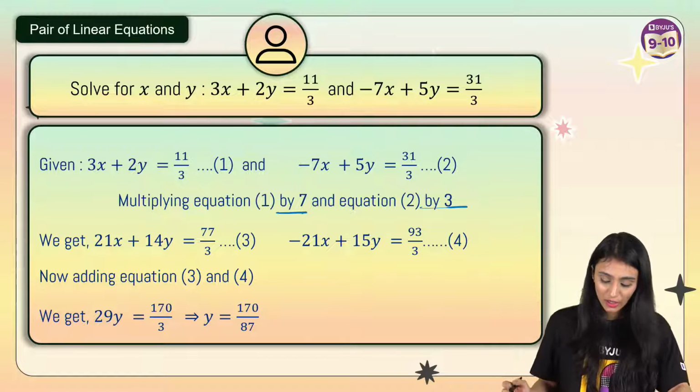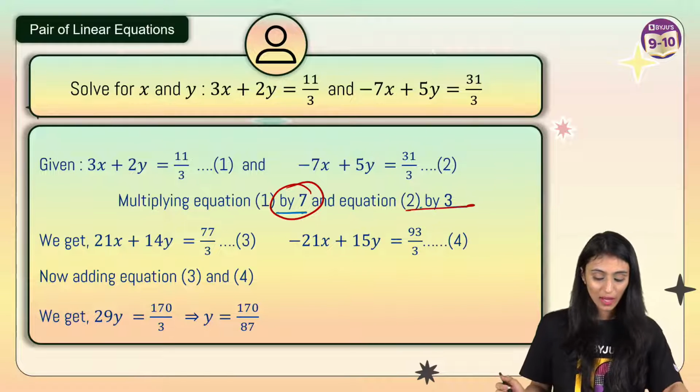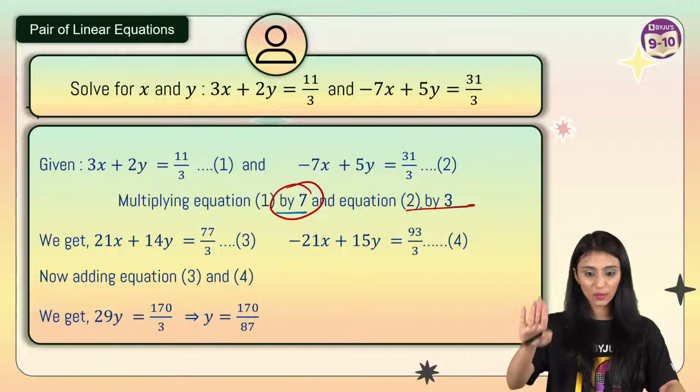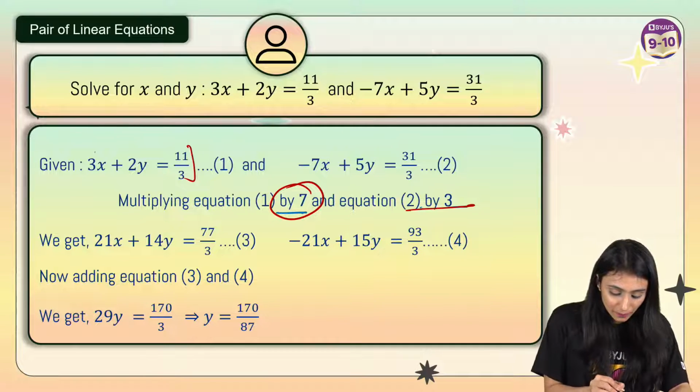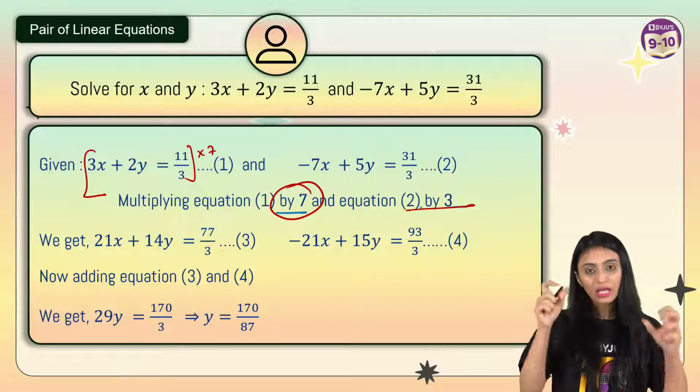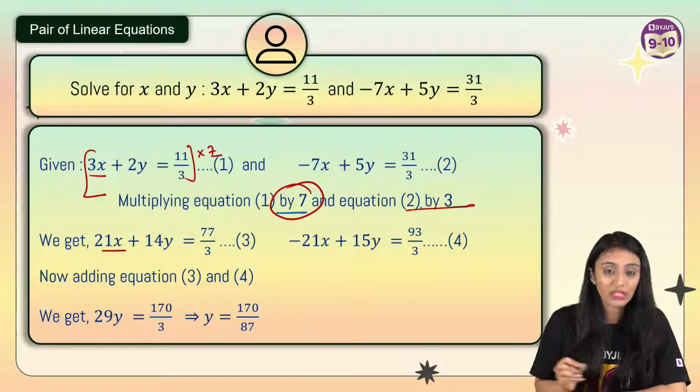All right. So here we are multiplying equation number 1 by 7 and the second by 3. Why? Because we are applying the elimination method. I hope you all are aware of the elimination method. If I multiply this by 7, each of these terms will be multiplied by 7. 3x multiplied by 7 will give you 21x.